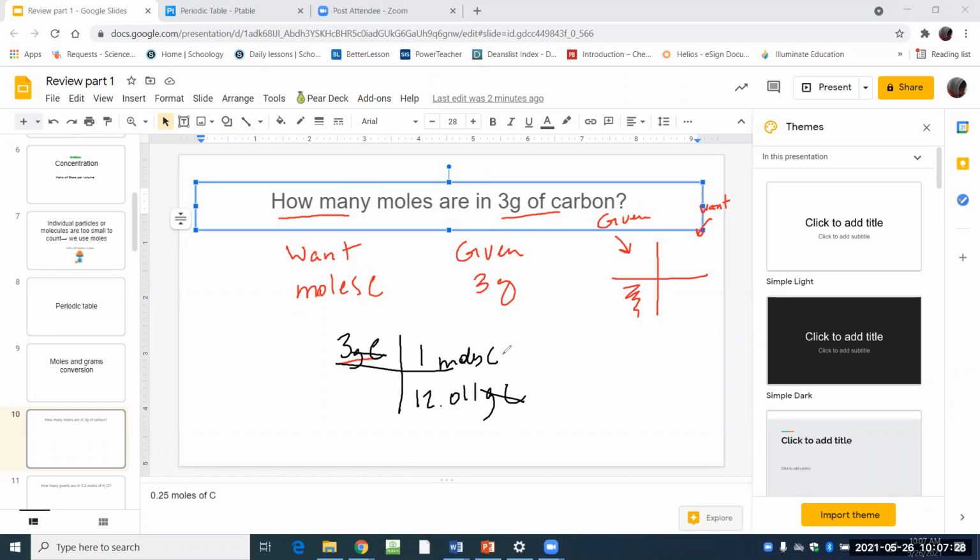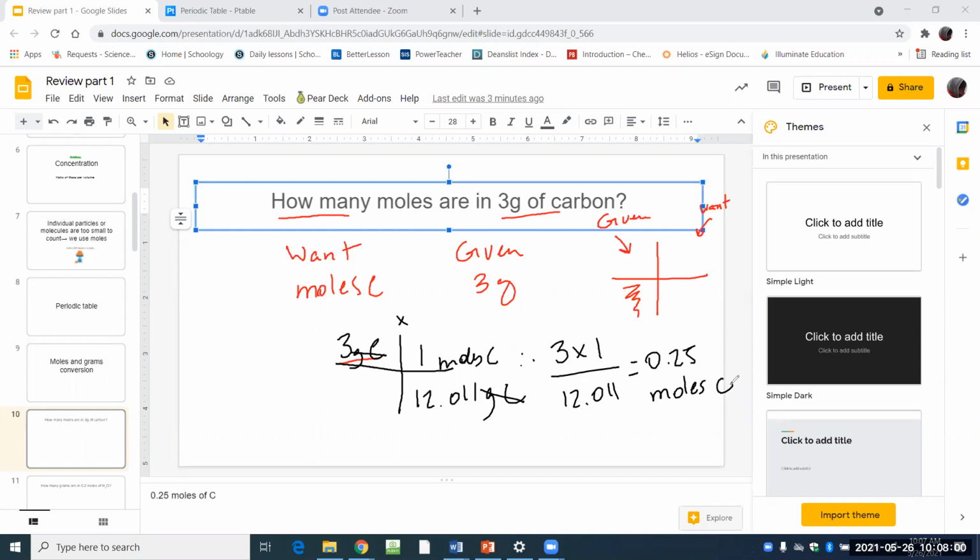Okay, so now if I take this out of this weird setup here, this is just to make sure that I know what's dividing what. I can see that 3 times 1, this is a multiplication, right? 3 times 1 divided by 12.011. Okay, so if I do this calculation, pretty much 3 divided by 12, I get something like 0.25 moles. Okay, and that is the answer to the problem.